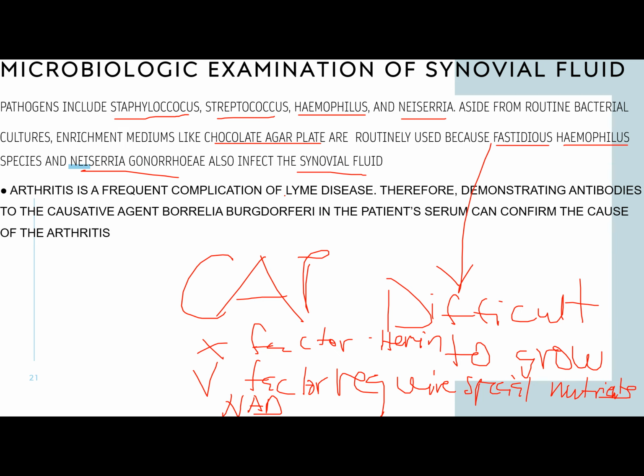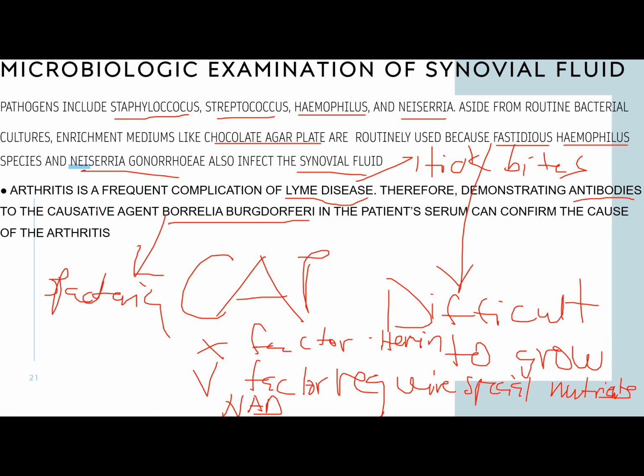Then arthritis is a frequent complication of Lyme disease, class. So Lyme disease, class, is usually transmitted by tick bites. So when you suffer Lyme disease, you could develop arthritis. So you need to demonstrate antibodies to the causative agent Borrelia burgdorferi. Borrelia burgdorferi, class, is a type of bacteria; antibodies in the patient's serum can confirm the cause of arthritis. So if positive ka sa antibodies for Borrelia burgdorferi, your arthritis is caused by Lyme disease.